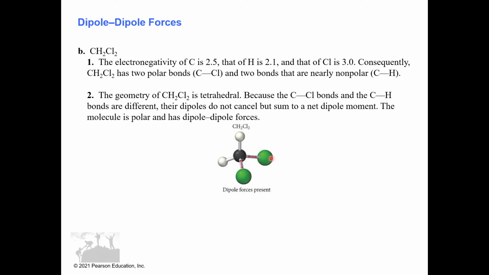We know that chlorine is more electronegative compared to the carbon and hydrogen. So the 2 chlorine ends would make the negative end. So that means the 2 hydrogens make the positive end. We have a polar molecule now. So because we have a polar molecule, we have dipole-dipole forces along with the dispersion forces.